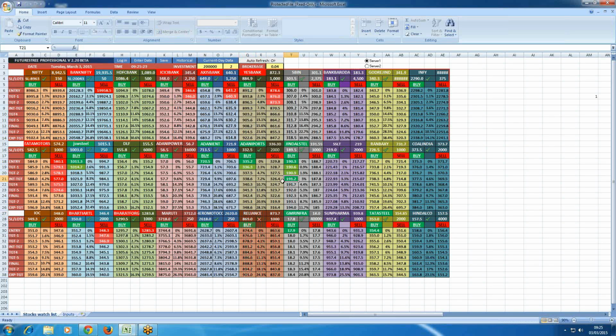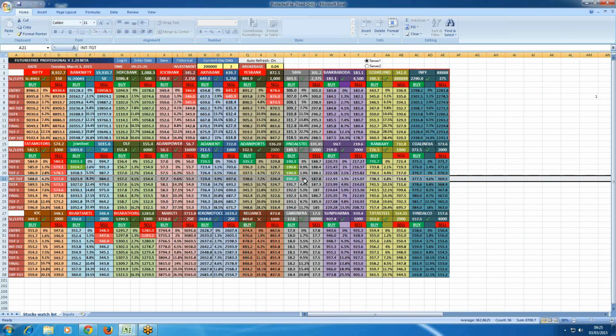So now you can see that Jindal Steel has done its intermediate target. So these are the intermediate target levels. That's roughly around 3% profit on that particular trade. When a particular script makes an intermediate target, you can change your stop loss from this particular figure, that is 189.50, to the first target or the second target, and then wait till the script goes further down.